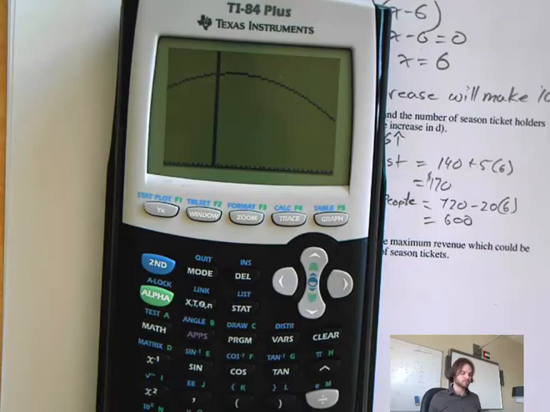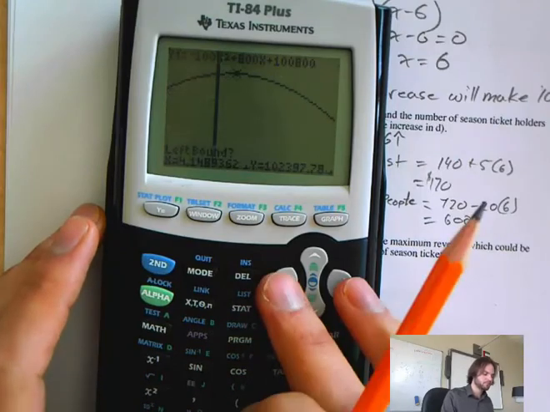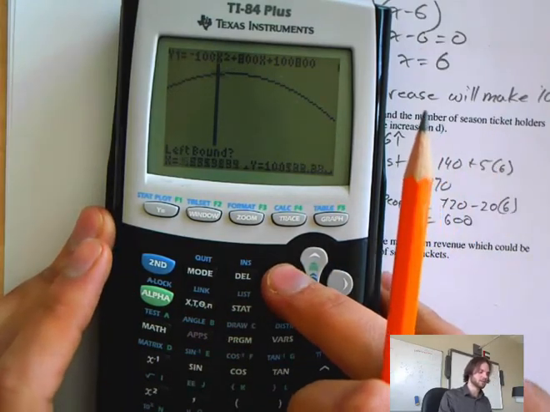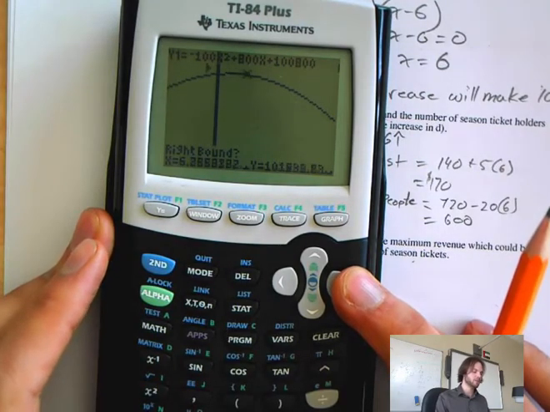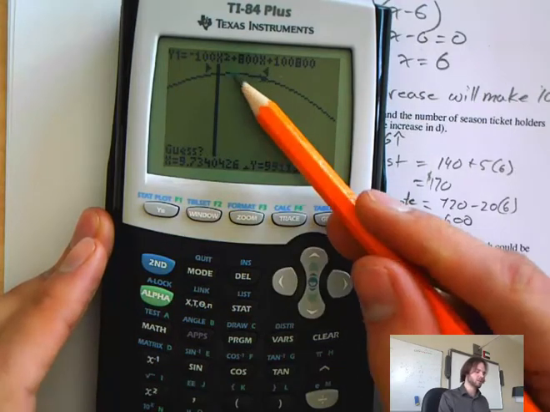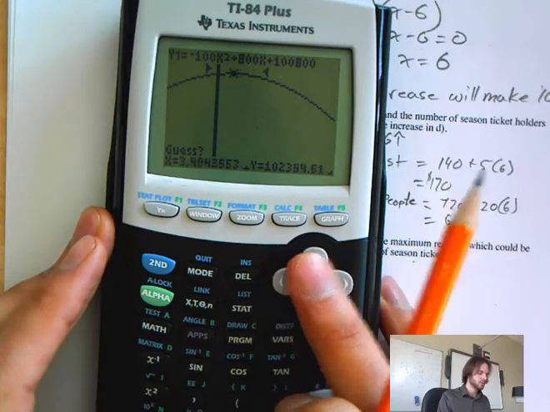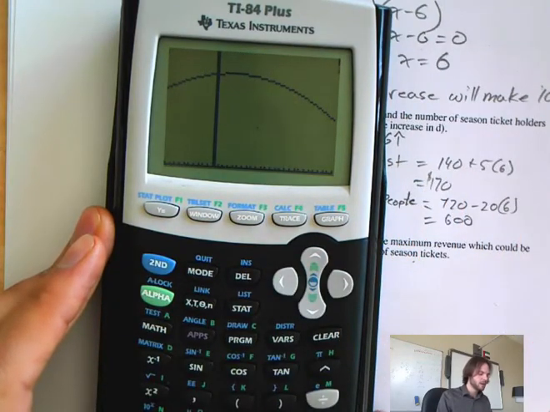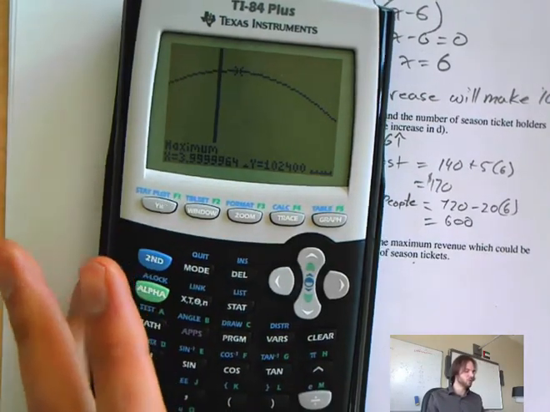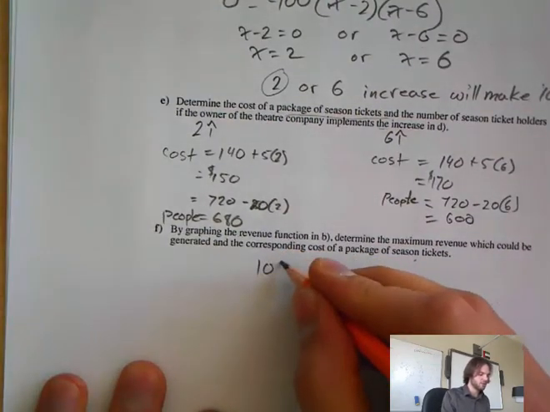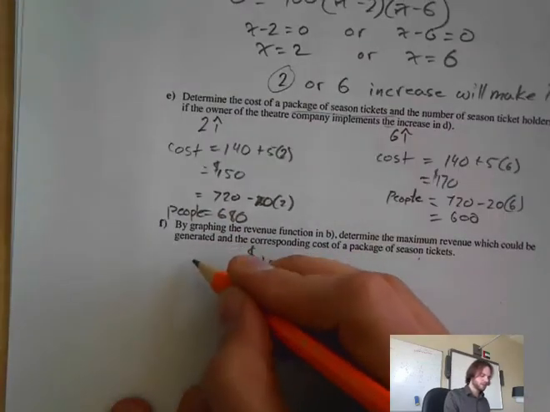So I'm going to graph it. There's my graph. Now we want to calculate my maximum. So we go second, calculate, maximum. Left bound, where the max is somewhere around there. Let's go right bound, keep on going to the right of the maximum. Yep, that's right on my max. Now my guess on where my max is, I'm going to say right there. Push enter. And my max is $102,400, and that is 4 increases.